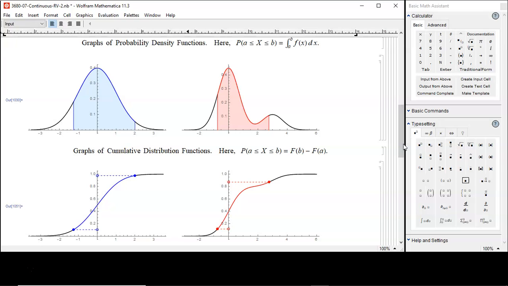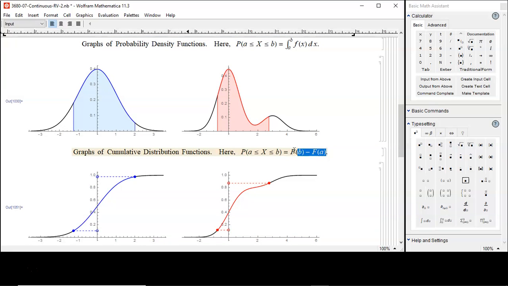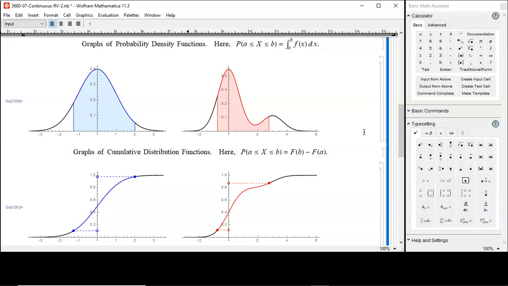First row, we have the visual examples of probability density functions, and then the probability in the interval corresponds to the integral from a to b. And by the fundamental theorem, the integral is the net change. And that's how they are related. So the probability is the area if you look at the density function, and it's a net change if you look at the cumulative distribution function. So for the density function, we have area. For the distribution function, we have the net change. Why? The fundamental theorem.